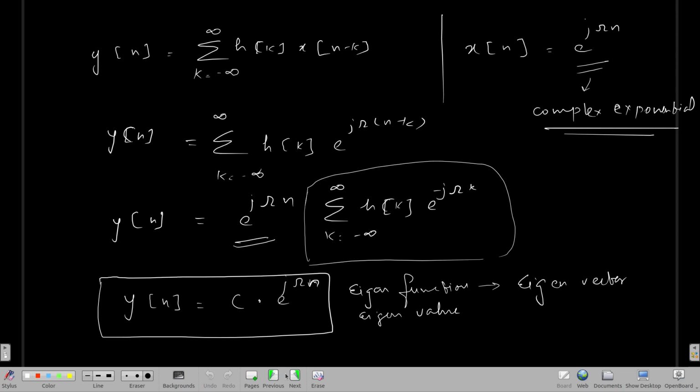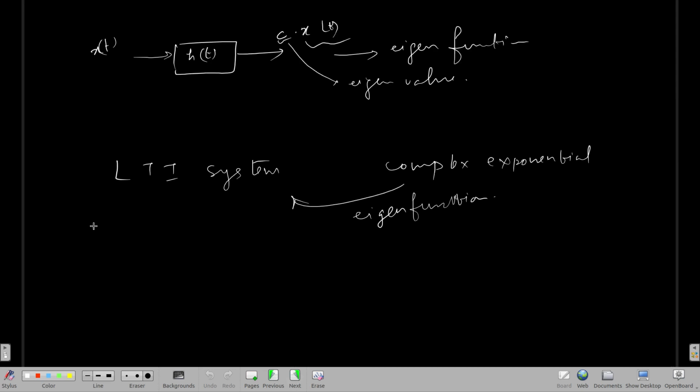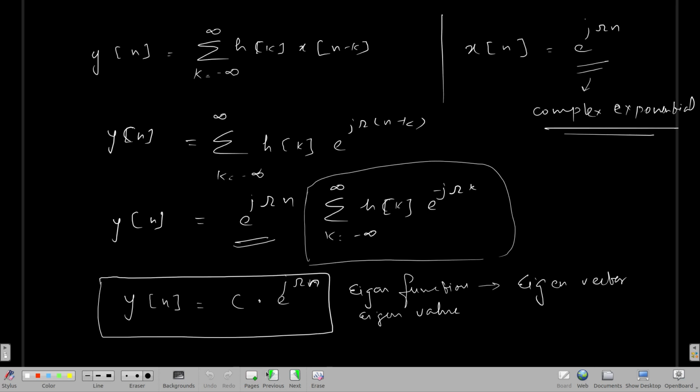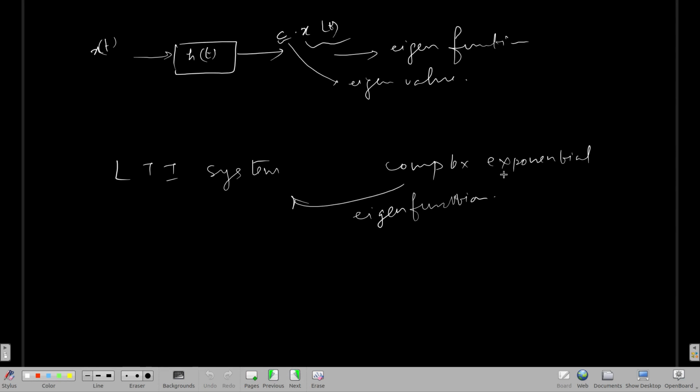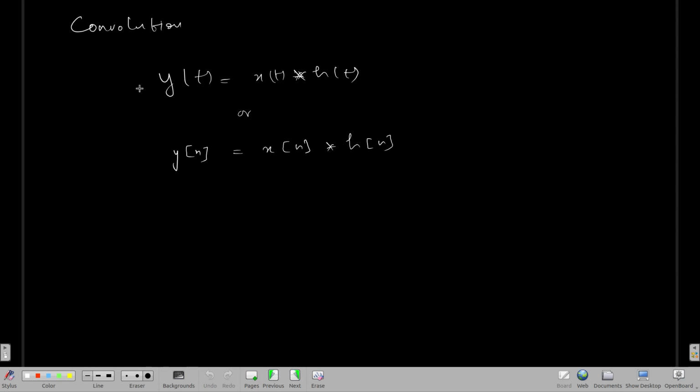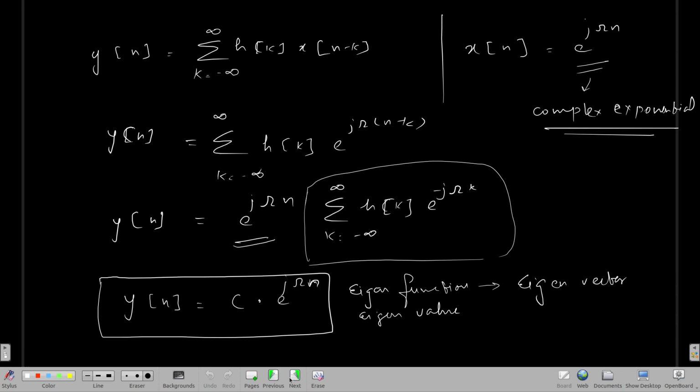Now we have a similar tool which we can use in the frequency domain analysis, and that is the complex exponential. Because why are we able to do this? Because we have a class of systems which we are studying, which is LTI systems, and they have the convolution property, right? We can do the operation of convolution on them to get the output from certain inputs. And for systems following the convolution property, that is LTI systems, the complex exponential is an eigenfunction.